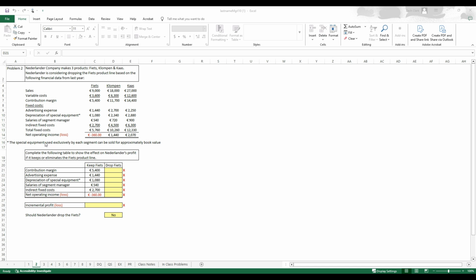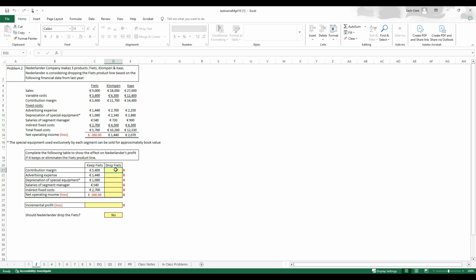Okay, it tells us we have special equipment as an expense, and the special equipment can be used exclusively by each segment, and can be sold for approximate book value. So we're going to complete the following table to show the effect on the company's overall profit if it keeps or eliminates the specific product line that is having the net loss.